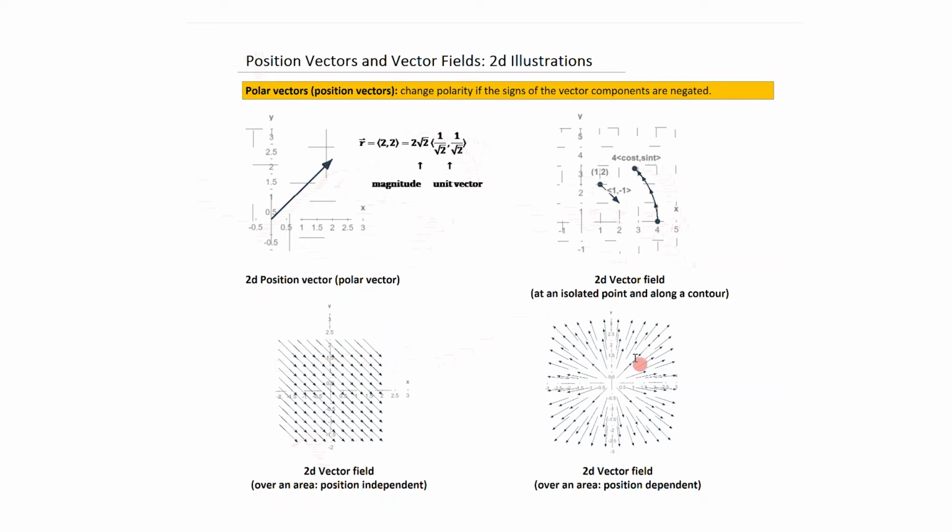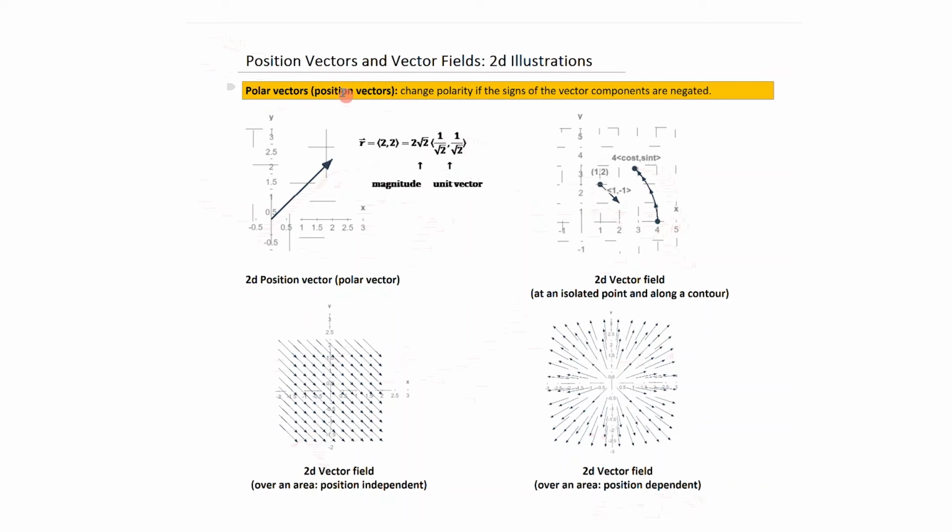In contrast, if you look here, depending on where you are located, the vector field is pointing in a different direction. So this is a case of a vector field which is position dependent. You can basically redraw these pictures for 3D if you wish, but again, this is just going to make the picture complicated. So let me come back then to the definition here, polar vectors.